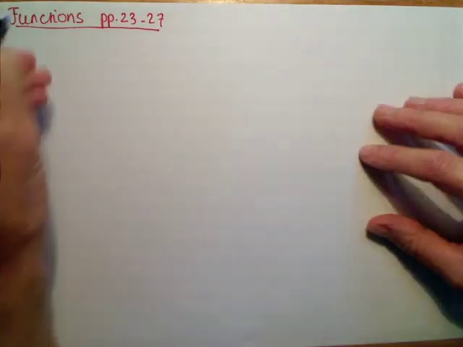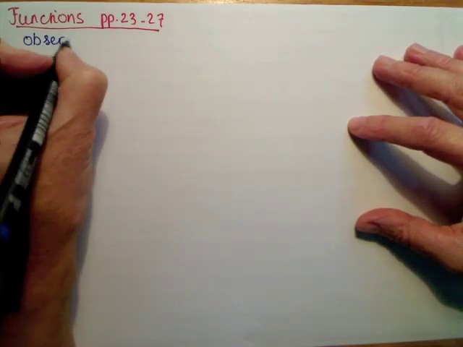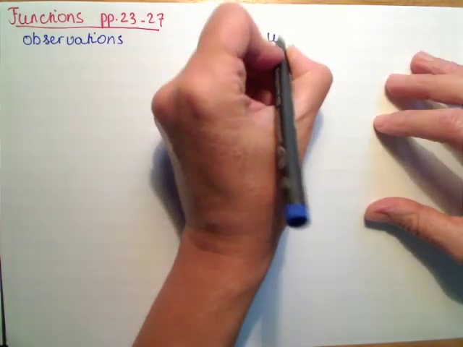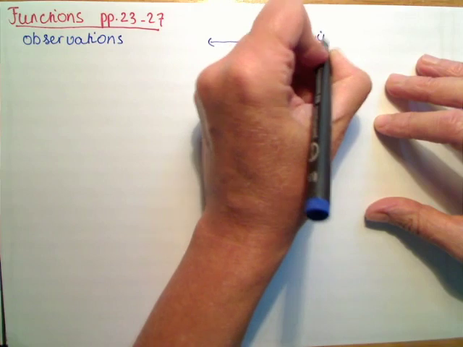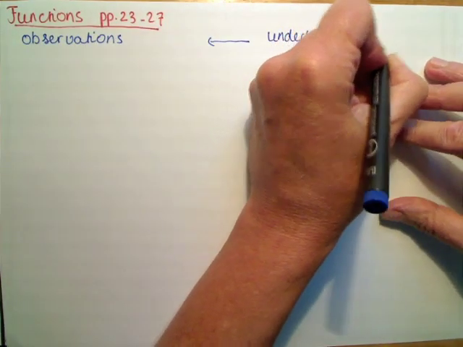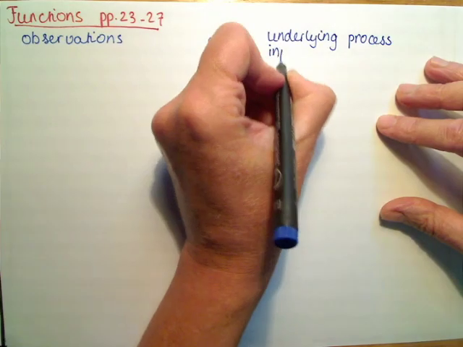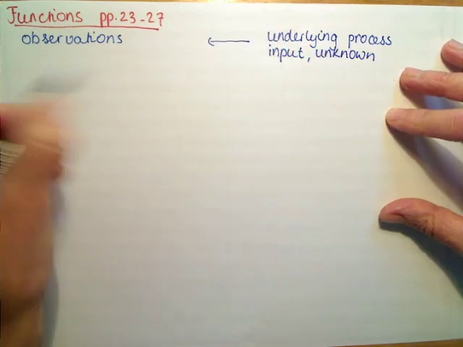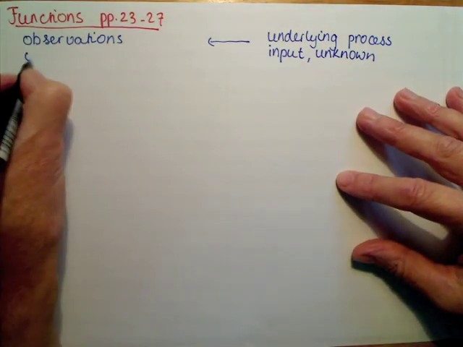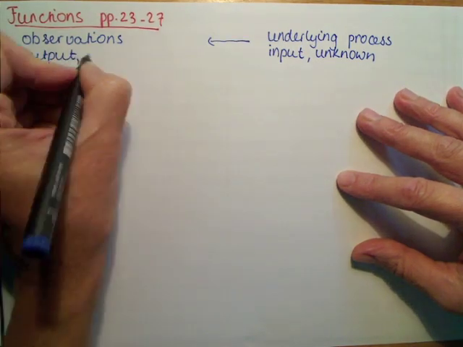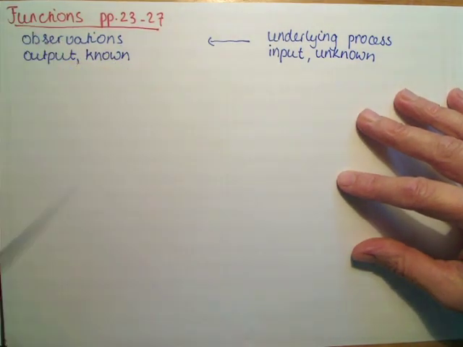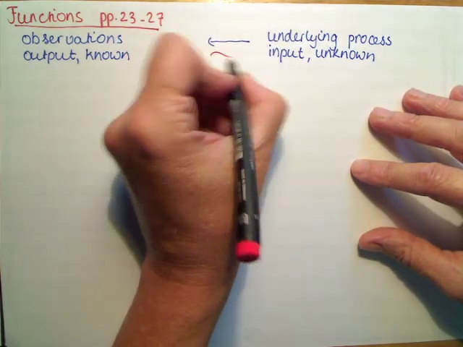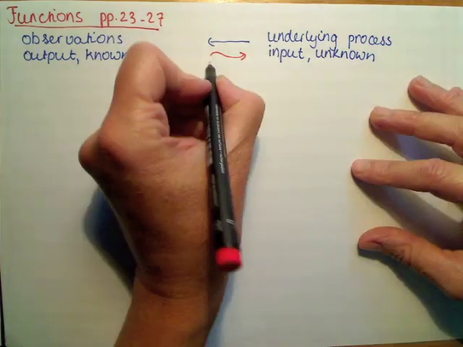So as a statistician in practice, you will have to deal with observations. Observations come from some underlying process. We call this underlying process the input, and in general, it is unknown. Of course, observations are the output, and since you observe them, they are known. And the main question is, what can we infer from this known output about our unknown input? Can we recover it?